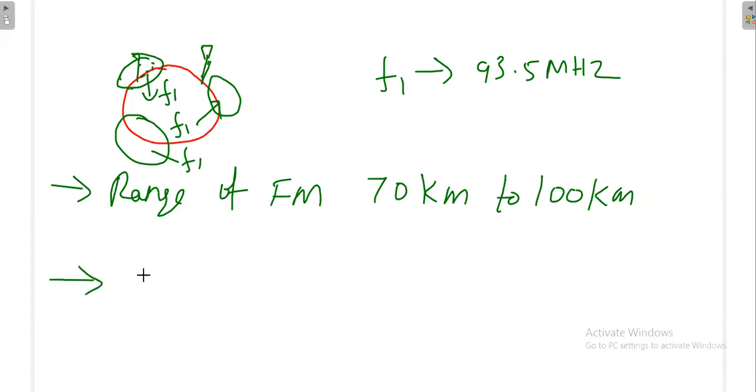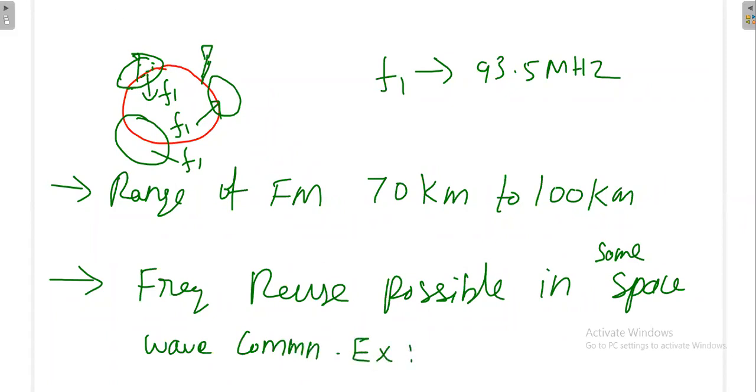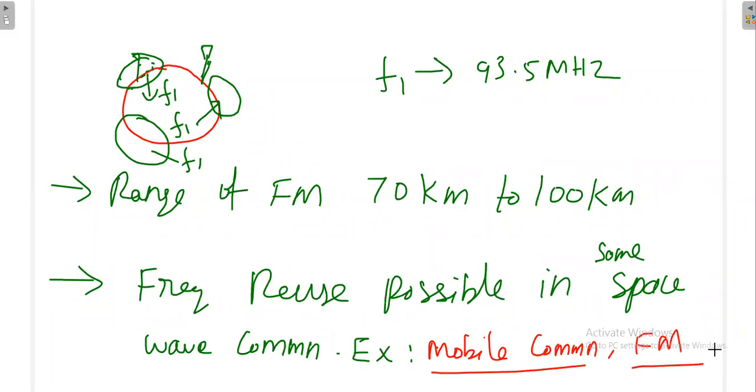So frequency reuse is possible in some space wave communication, not all. What is the best example for frequency reuse? Anybody? Mobile, sir. Yes, very good. Mobile is the best example for frequency reuse, and the next one is FM. Mobile is the best example because mobile communication itself operates on the principle of frequency reuse.